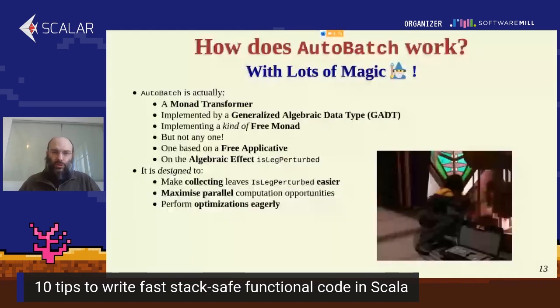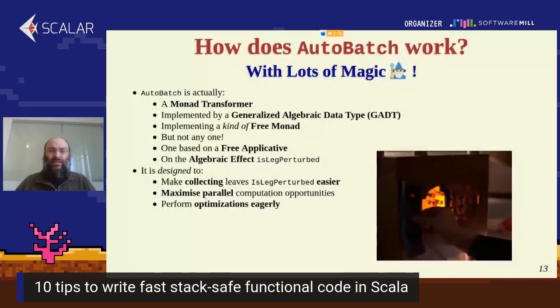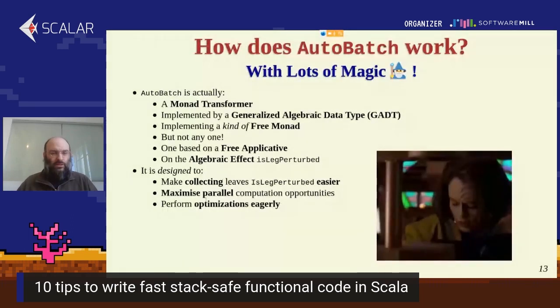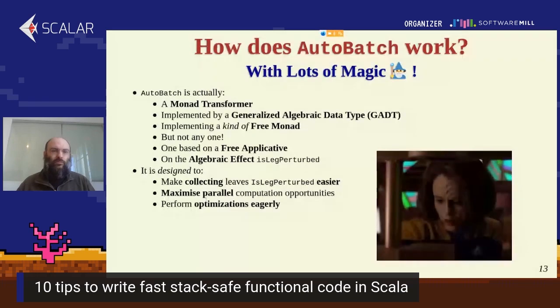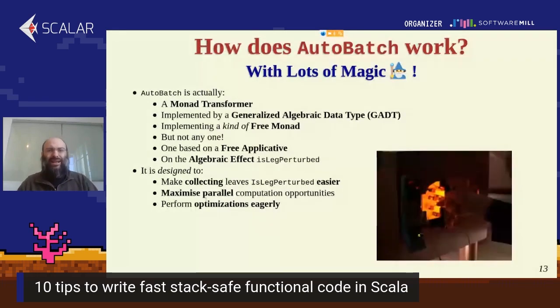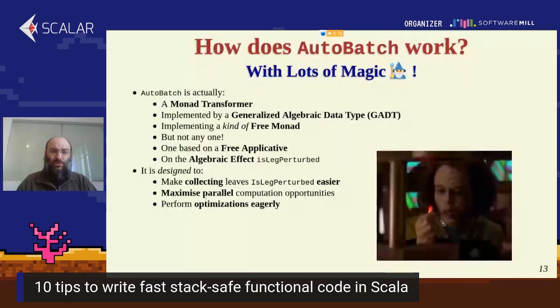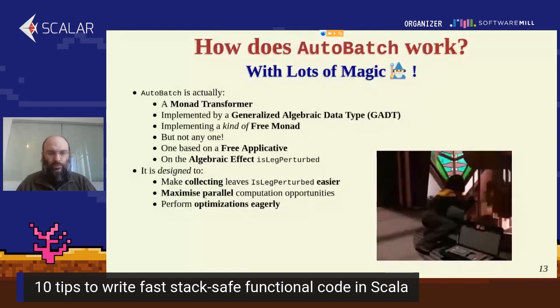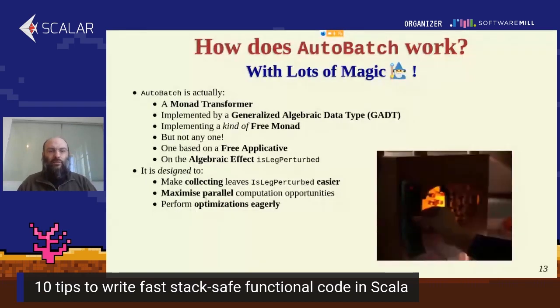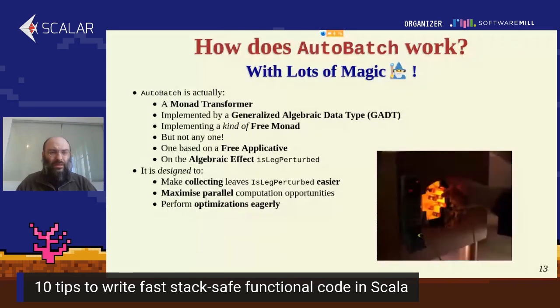So how did the auto batch work? Actually, with lots of magic. There is lots of magic, and not all of it is the subject of this talk. To convince you that it's not that simple, it's actually a monad transformer, so more complicated than I presented. It's lots of GADTs. It's a kind of free monad, but not a regular one. And it's also free applicative, and that's very important to be able to parallelize.